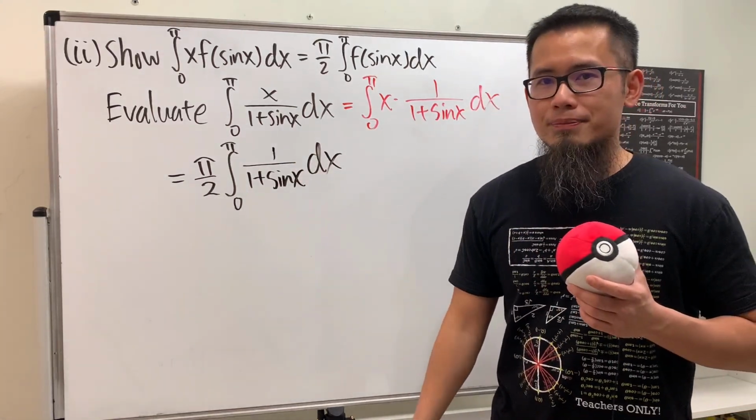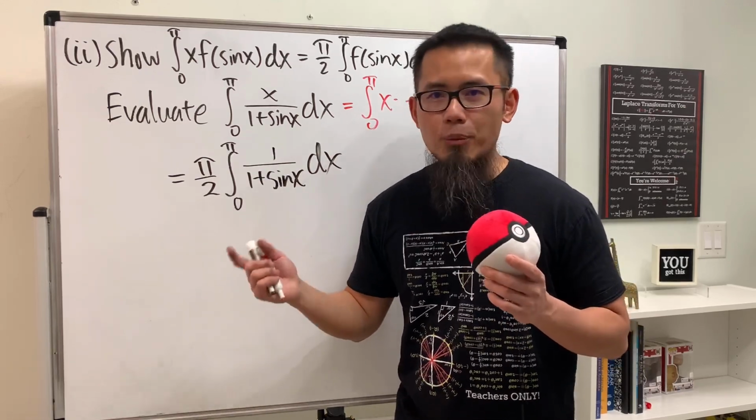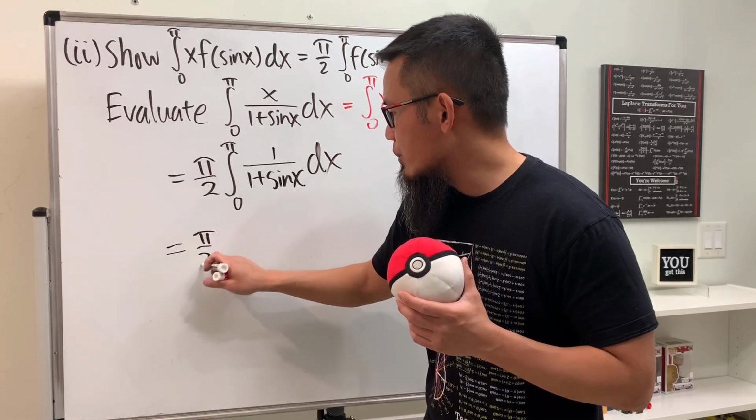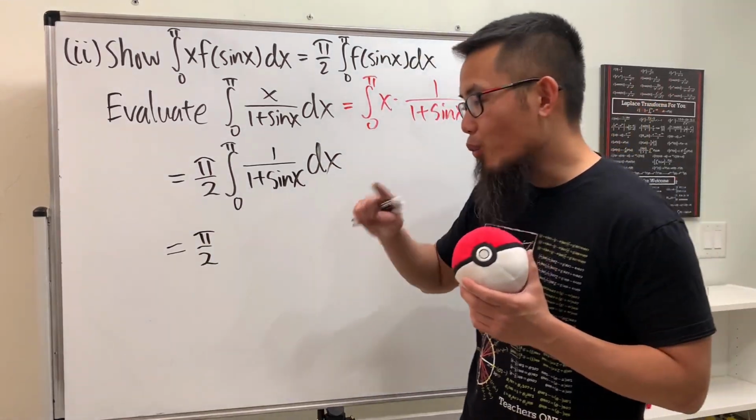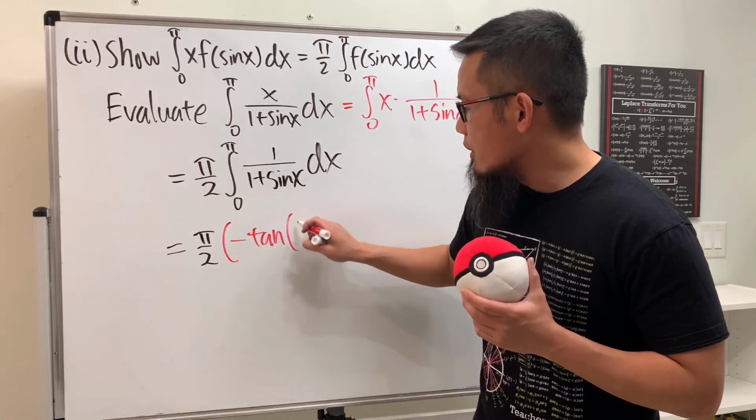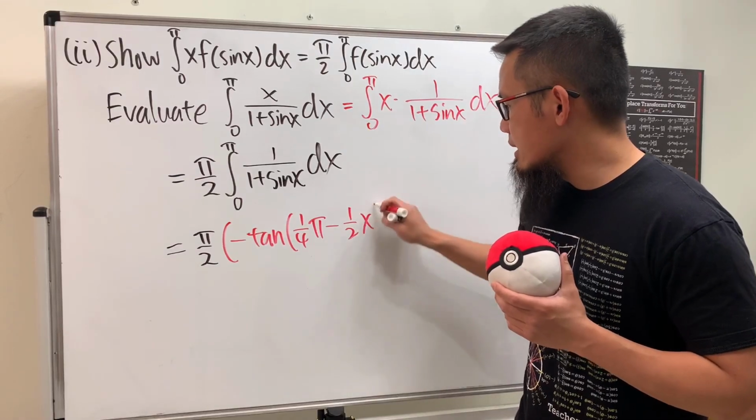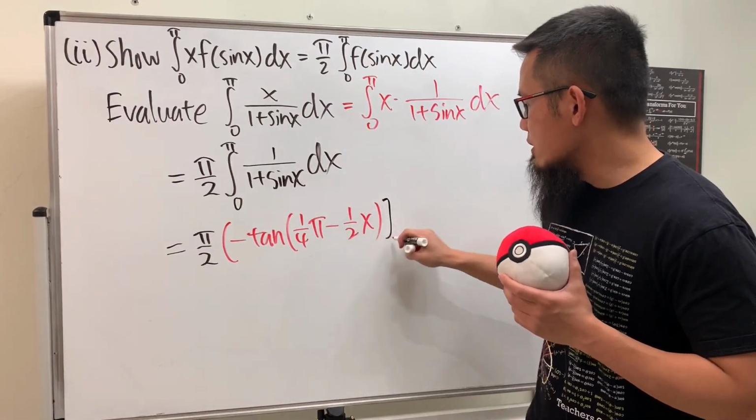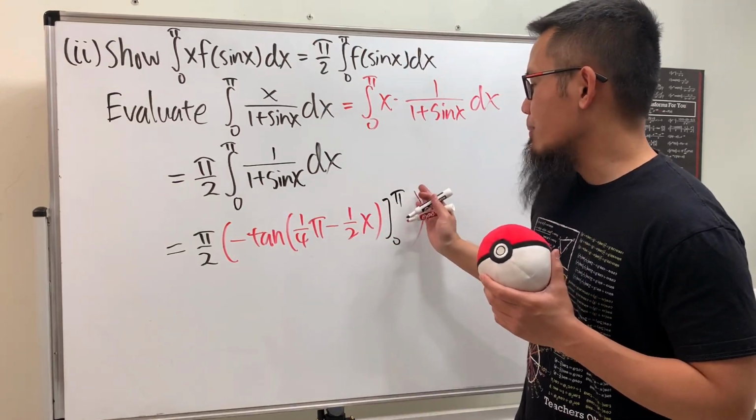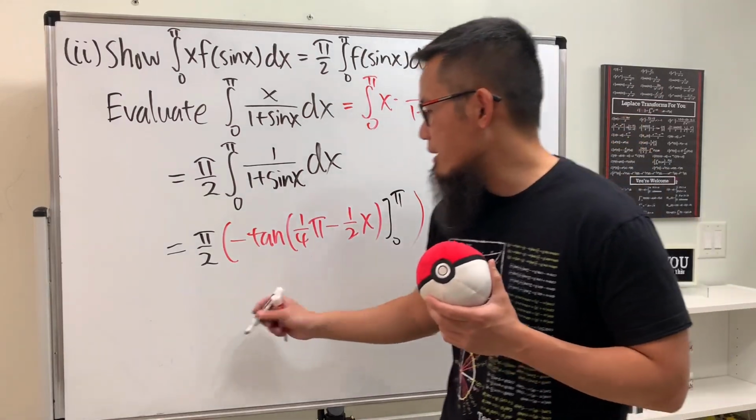Very nice. Well, to do this, of course, you can just integrate it, but we did that already for part 1, right? So here's the deal. We are going to write down pi over 2, and then let's put on the result from part 1, which is negative tangent of 1 over 4 pi minus 1 over 2 x, like so. And then we're going to go from 0 to pi, like that. And of course, we can just now plug in the pi, plug in the 0, and then subtract, and everybody will be happy. So let's make that happen.